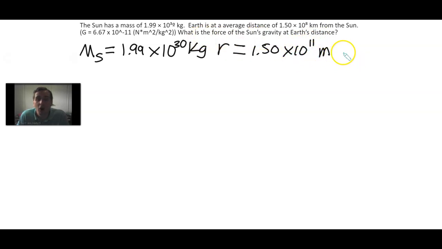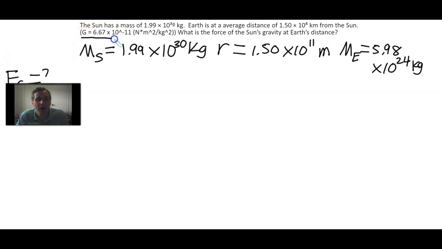Now, we also are going to need the mass of the Earth. So the mass of the Earth is about 5.98 times 10 to the 24th kilograms. The fact that I know that makes me a big nerd. What is the force of sun's gravity? So we want to figure out the gravity force coming from the sun, and we know what the gravitational constant is.